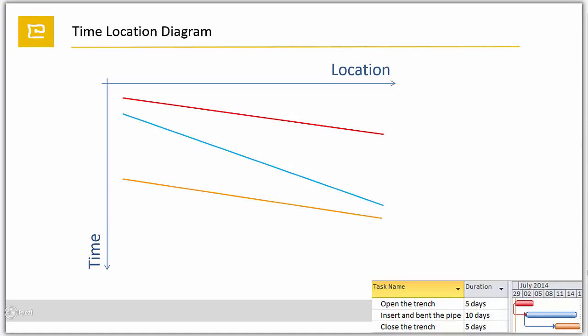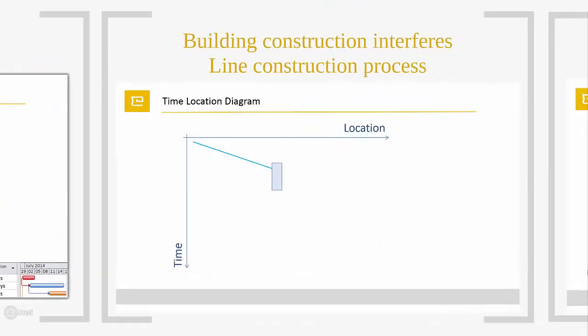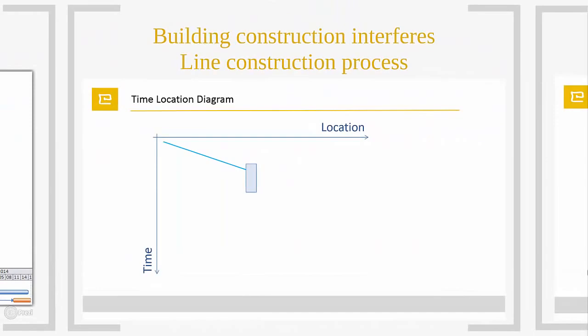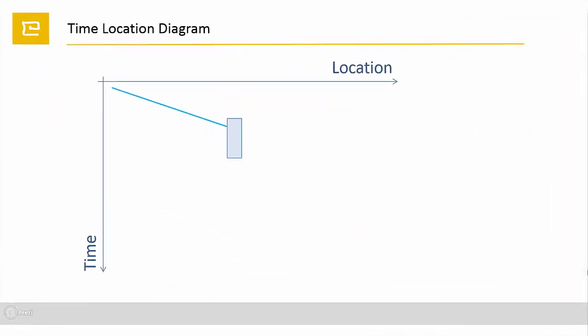The next sample is showing different possible reactions if the construction of a building interferes a line construction process. As you see, the blue line is coming to a location where some local construction is going on, displayed as the rectangle. For sure, you may move the building construction to pass with the line. You could also move the line, then passing the local construction. But sometimes this is not possible. Then you have some possibilities that can be displayed and explained very nicely in a time-location diagram.